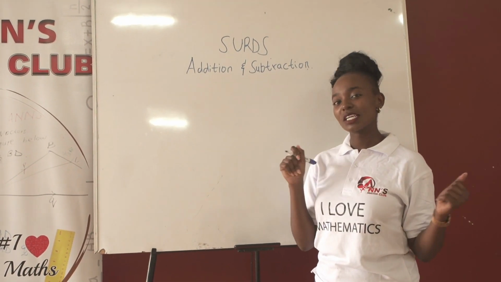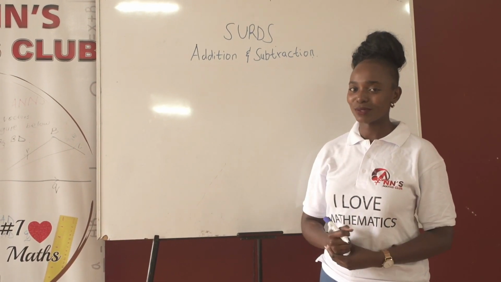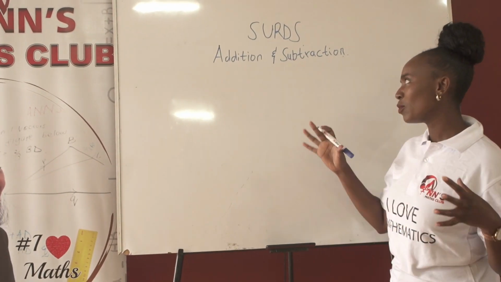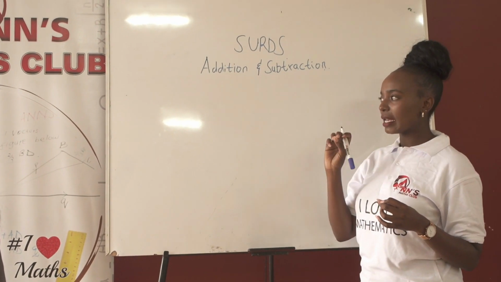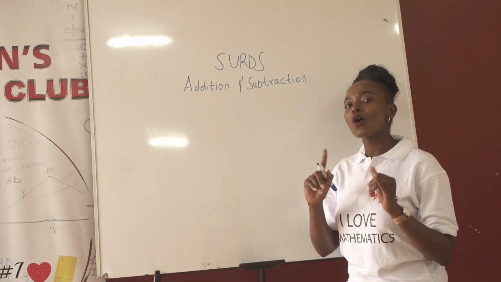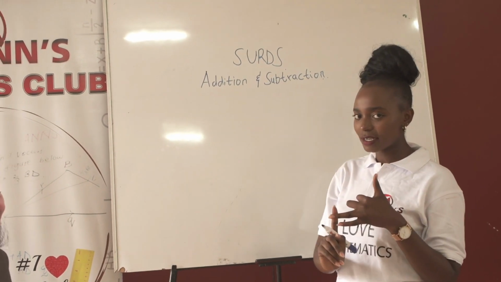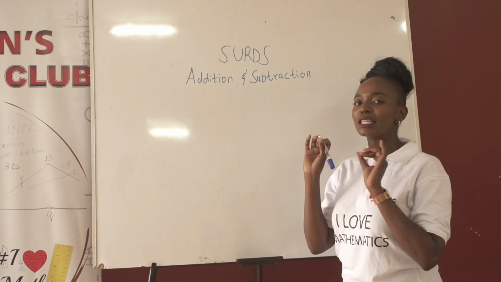So as long as you've gotten the concept clearly, you can then be able to calculate the question well. So what do we mean when we talk about addition and subtraction of surds? Basically, when you talk about addition and subtraction of surds, it means you can only add or subtract when the values are the same under the root sign.